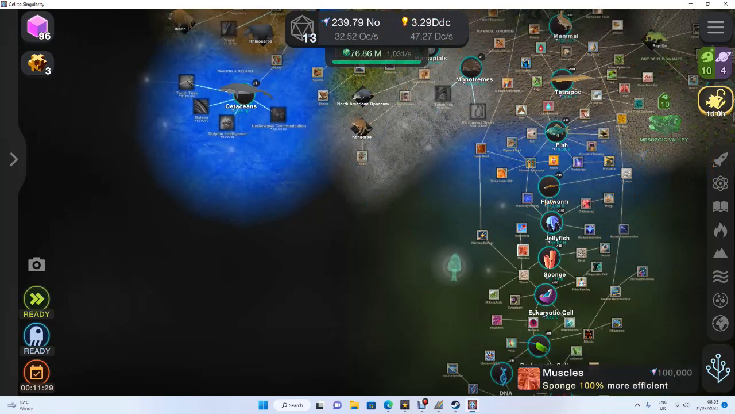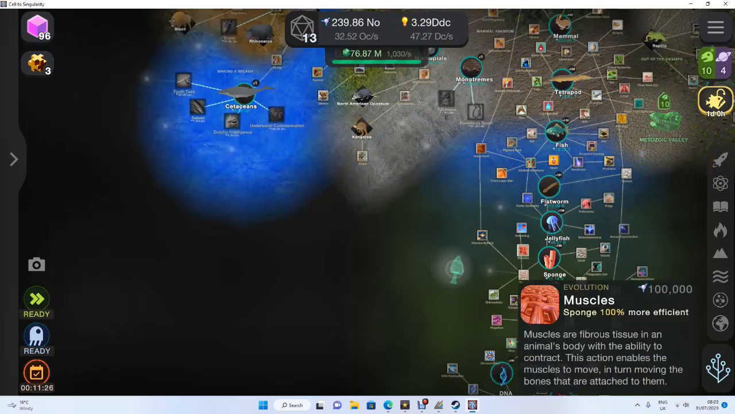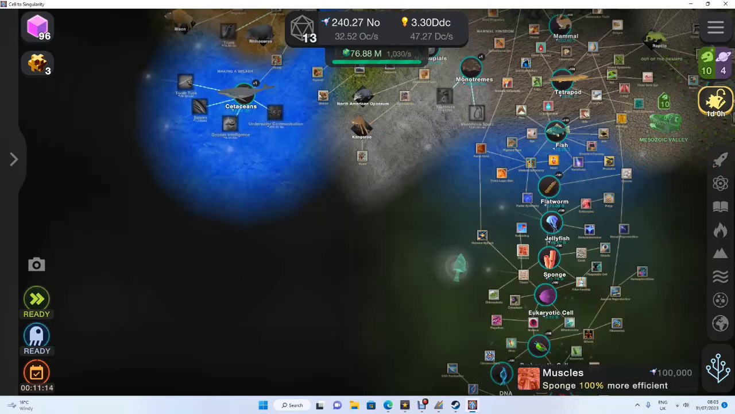Alright then. Muscles. Muscles are fibrous tissue in an animal's body with the ability to contract. This action enables the muscles to move, in turn moving the bones that are attached to them. Nice. And swimming.